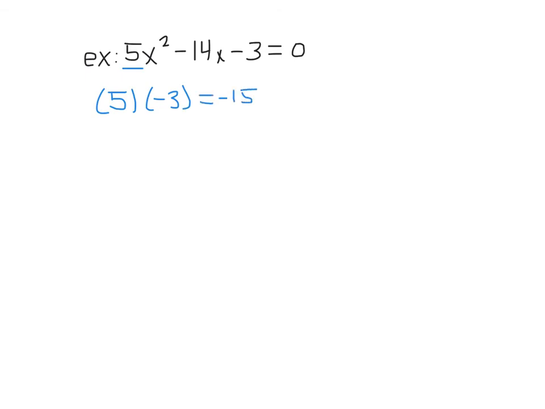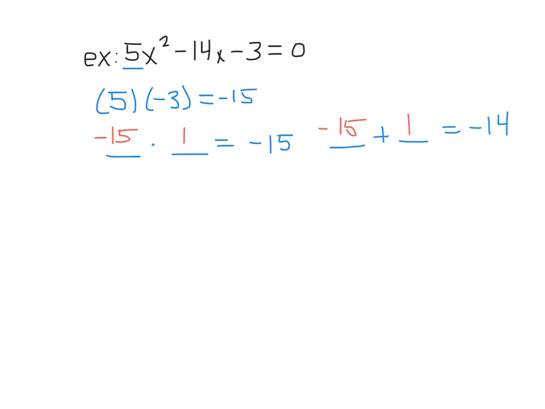So with that negative 15 now, we want two numbers that multiply to negative 15, and at the same time, we want them to add to negative 14. The two numbers we multiplied originally to get negative 15, 5 and negative 3, are not going to add to negative 14. So we've got to come up with other numbers. So let's try negative 15 and a positive 1. That adds to negative 14. So those are the two numbers that we're going to want to use.